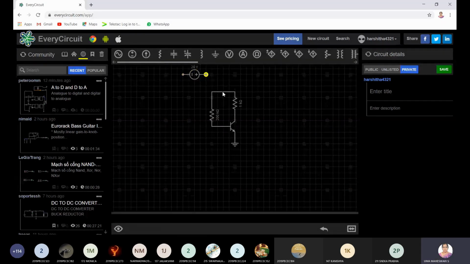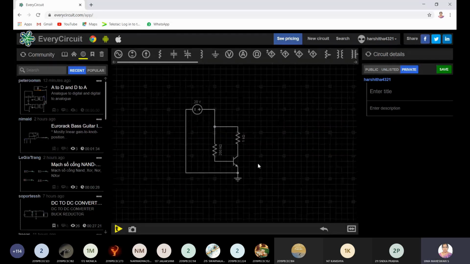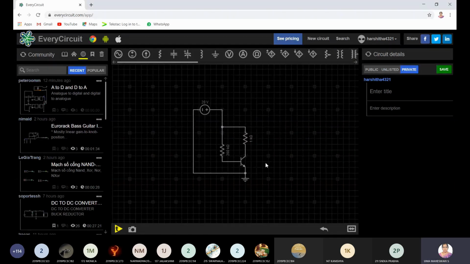The DC voltage should be given to the first end of both the resistors. The negative end of the supply should be grounded. You can place the diagram at your convenience. First I'm going to do the DC analysis, so I need not put the AC input, the capacitors and everything. You click the circuit and just run it.